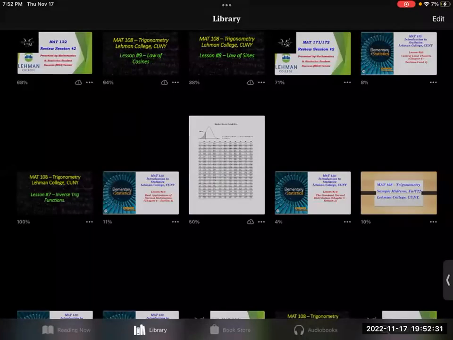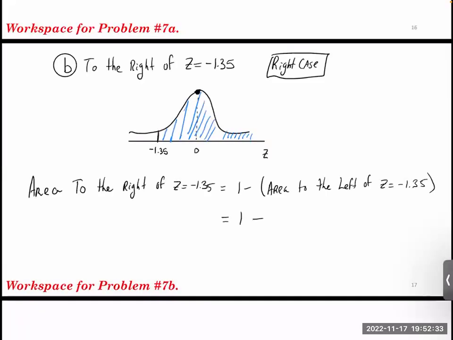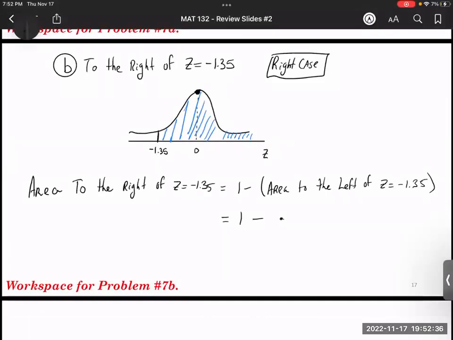So I'm going to write that value back. We got it. It's 1 minus 0.0885. When you do the difference, you get 0.9115. And that'll be the solution to part B. Any questions?